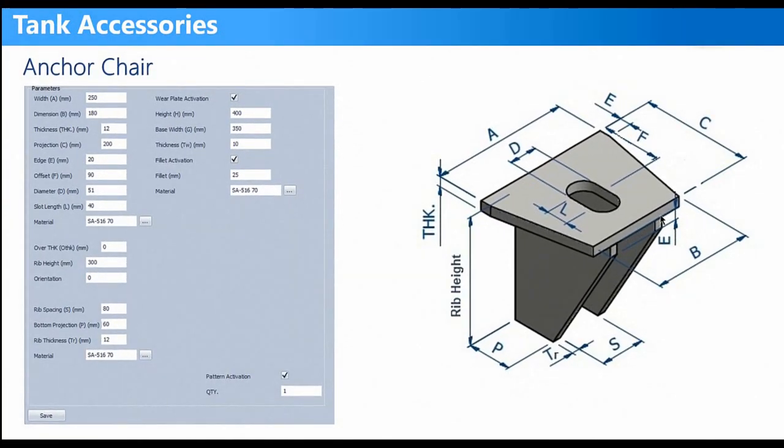Now we will discuss some accessories or attachments to the tank, like the anchor chair. In the anchor chair you can add a rear plate, and you have the ability to remove it if you don't want it. And regarding the required number of anchor chairs, you can define the quantity of the anchor chairs.